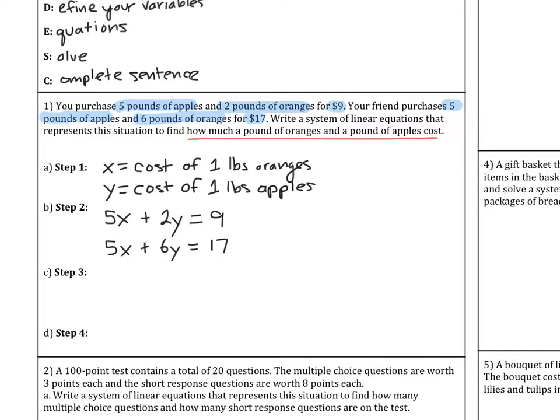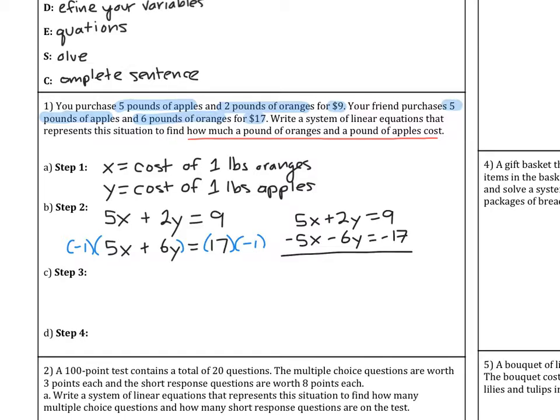So from here, we're going to move on to step 3, which is to solve. Here I see that we can use the elimination method. However, remember we want opposite coefficients. So I'm going to take that second equation, and I'm going to multiply both sides by -1. You could have done the same thing to the top equation. So we get 5x plus 2y equals 9, and negative 5x minus 6y equals negative 17.